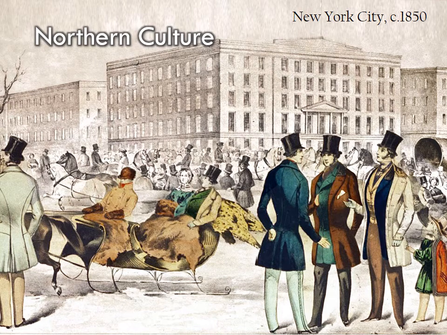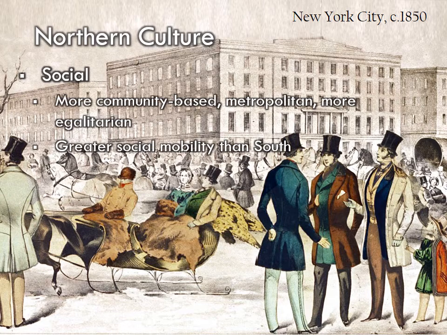So we start off with the North. This picture is of New York City around 1850, and as you can tell, it's from the more upscale part of New York City. Now, as far as Northern culture is concerned, the social aspects of it were a lot more community-based than you would find in the South. A lot more metropolitan, a lot more libraries and public theater and art than you would find in the South. And also, it was more egalitarian. There was a little bit easier shifting between the upper, the middle, and the lower classes, and it was a lot more based on hard work rather than birthright.